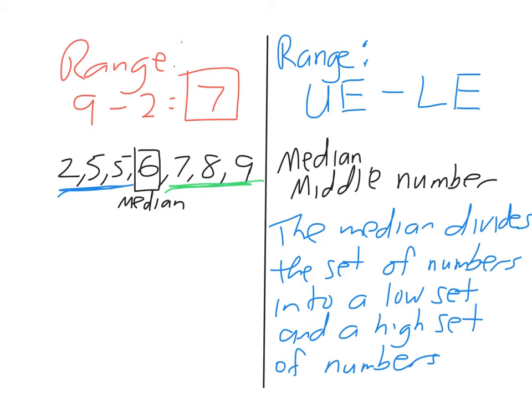Notice the median does not count in the set of numbers. Now, if there were 2 middle numbers, you would add those up and divide by 2. That new number is the median, and those 2 numbers that you used fall into the set, the higher and the lower set. We'll look at an example of that later. But the actual middle number is the median.